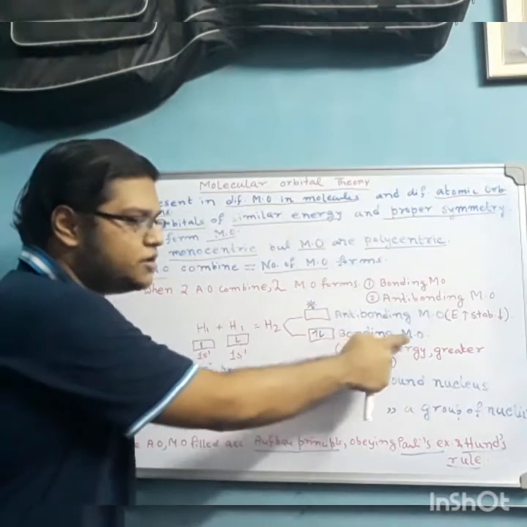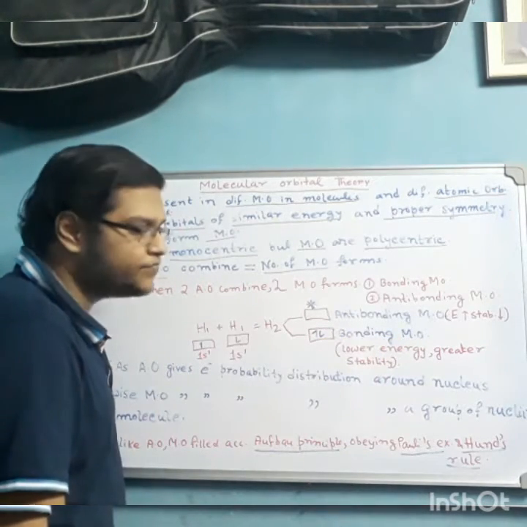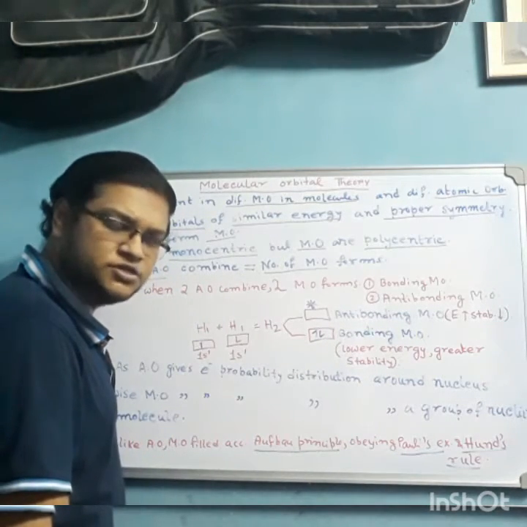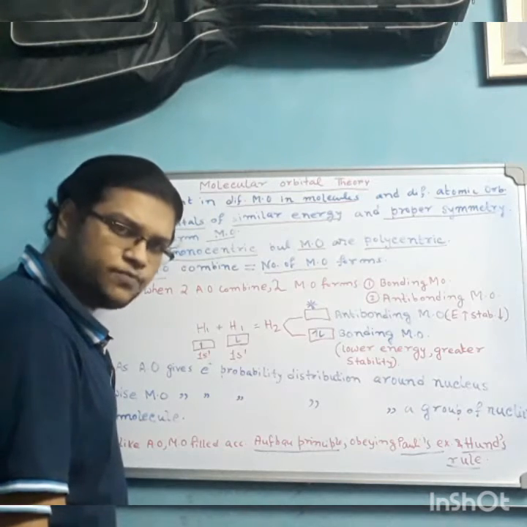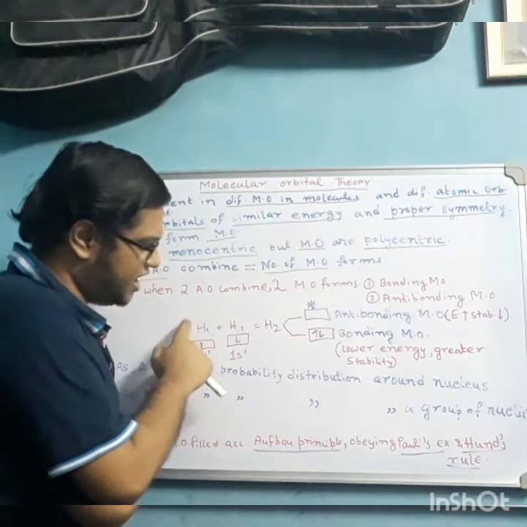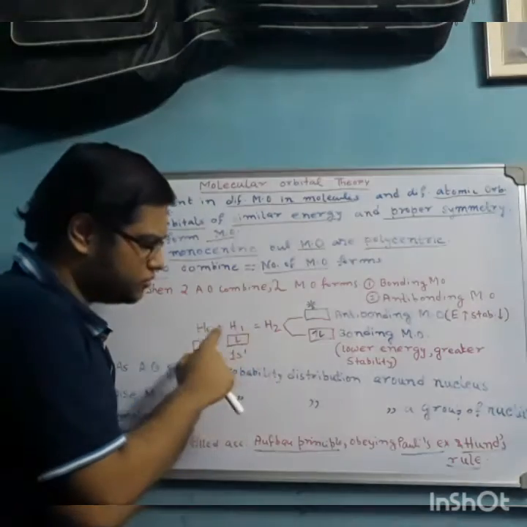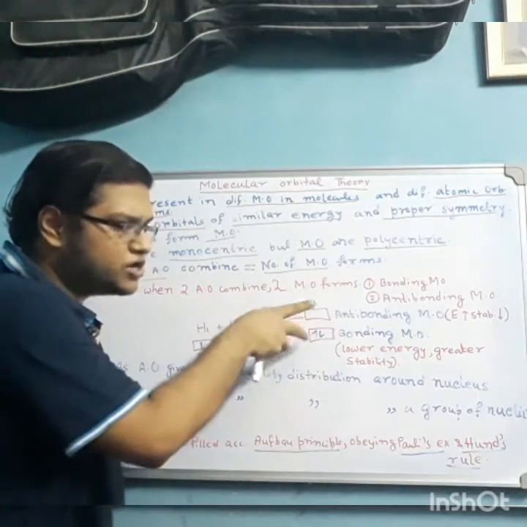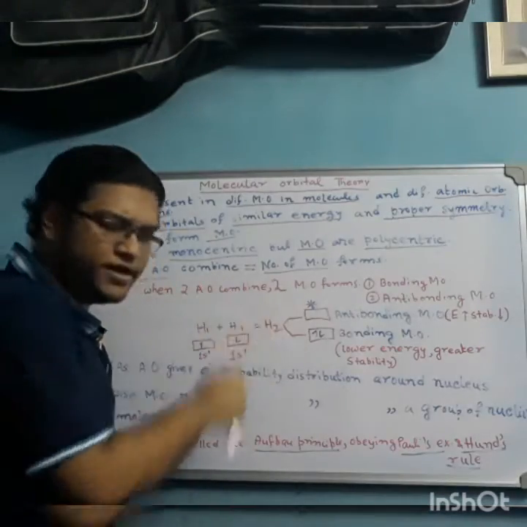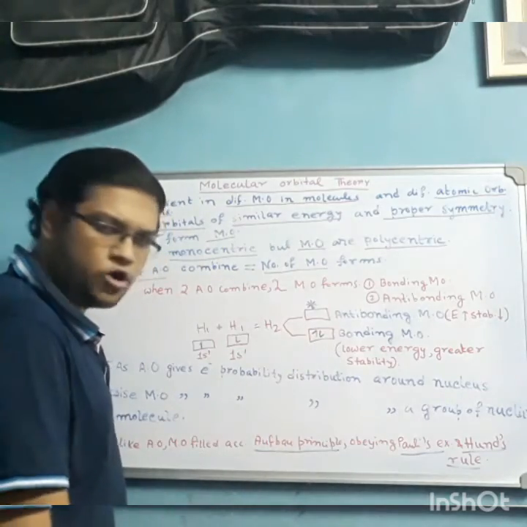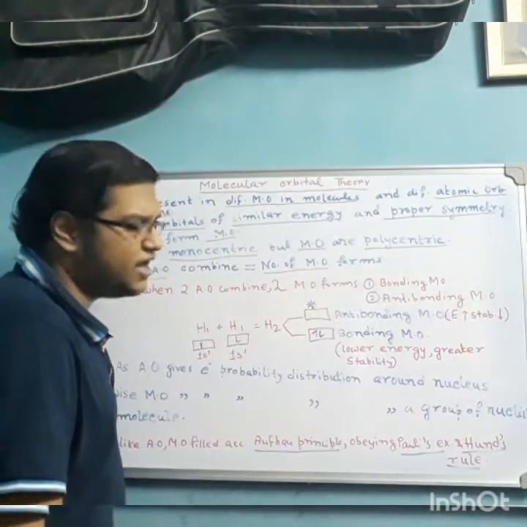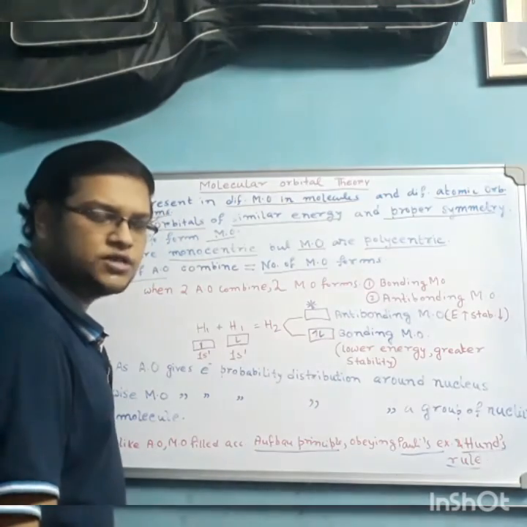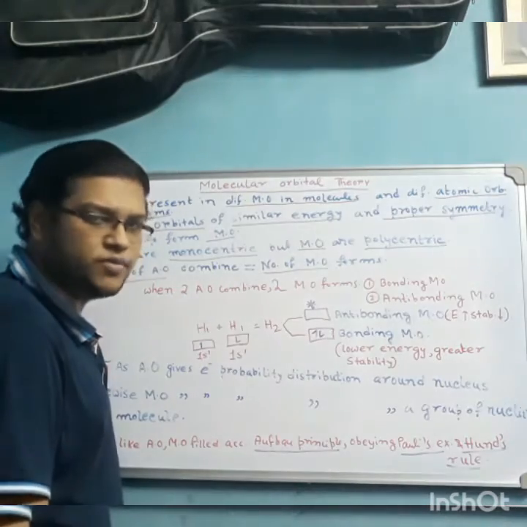Two types of orbitals are formed. One is bonding MO, that is bonding molecular orbital. Another is anti-bonding MO, that is anti-bonding molecular orbital. That means when two atomic orbitals of a homoatomic molecule like hydrogen, which is made up of two same atoms, combine, two types of molecular orbitals are formed: bonding molecular orbital and anti-bonding molecular orbital. Let us go through the postulates of molecular orbital theory.